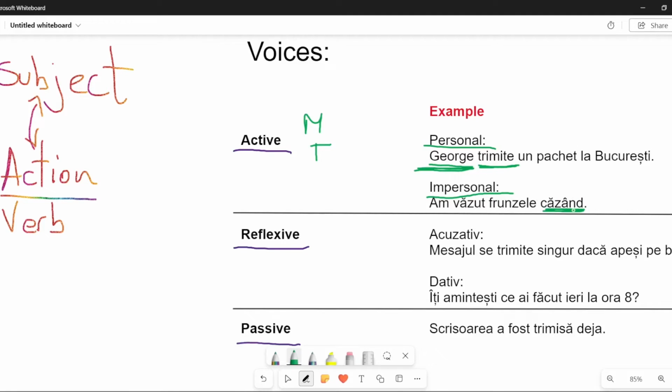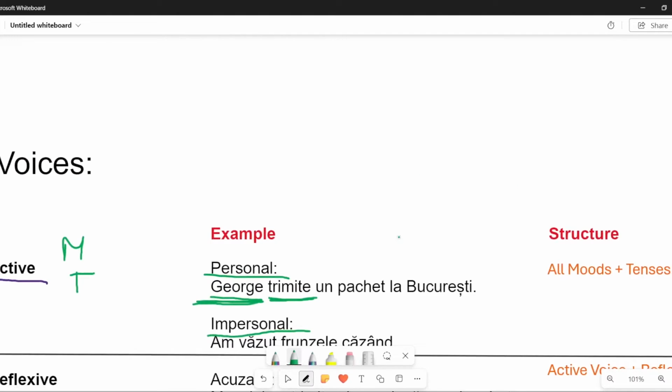While this one again doesn't have a subject, it's impersonal. Romanian does not compute to say frunzele căzând, or leaves falling, by itself and mean something. You need to have a personal verb and then a noun to actually be able to make a functioning sentence. So one more time, we have the active voice with moods and tenses, and this is basically its structure.